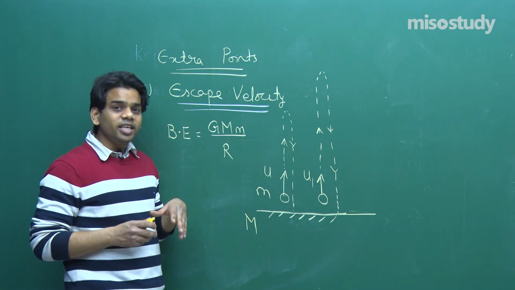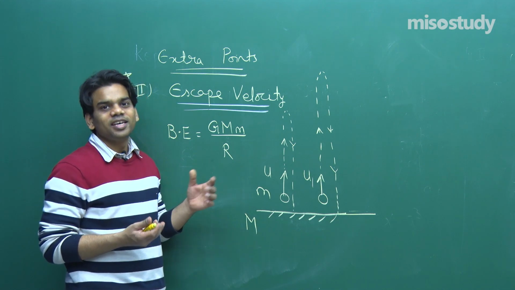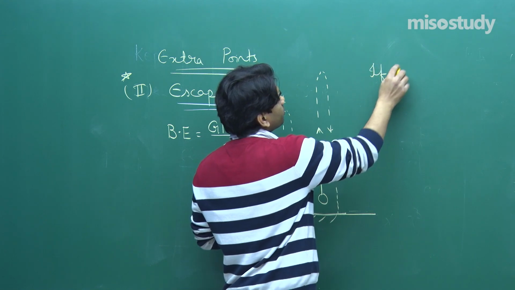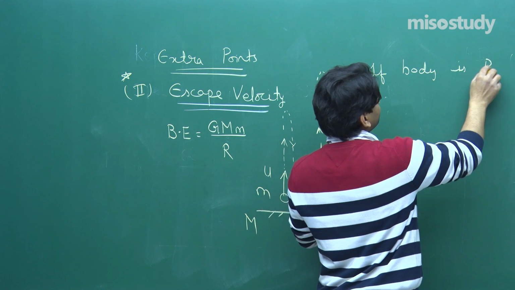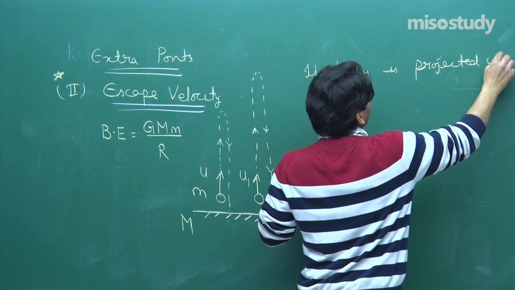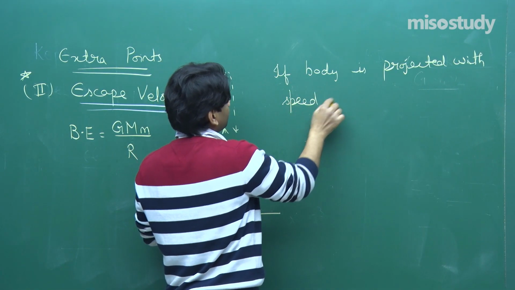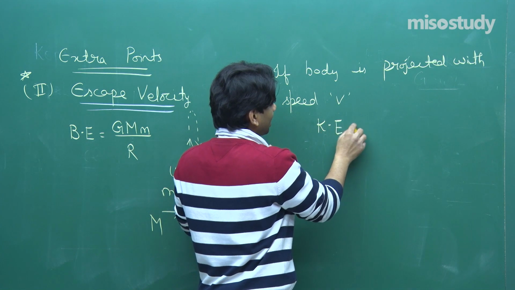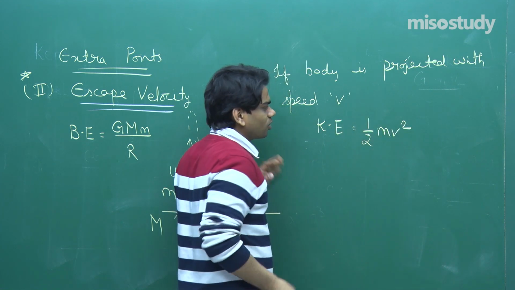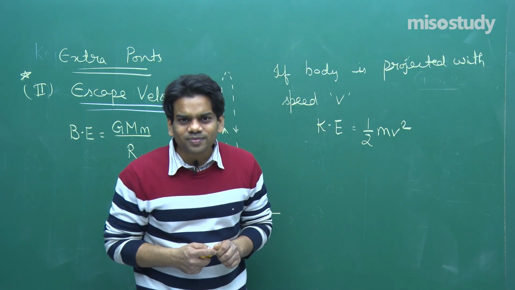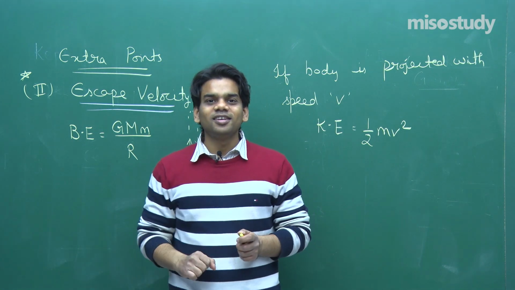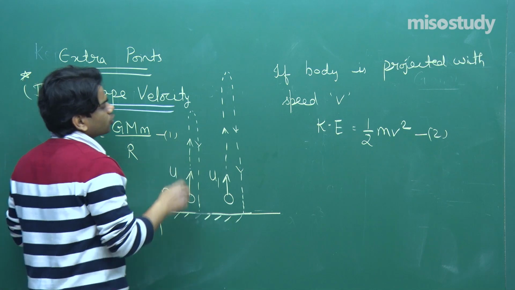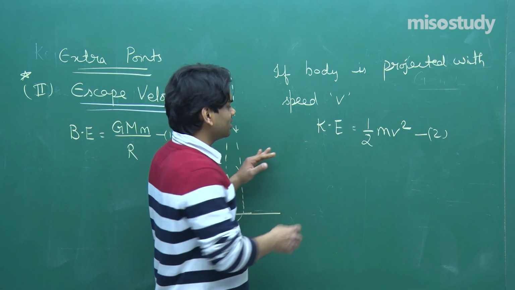Now, if by any means you provide this much amount of energy, the body is going to be relieved from the Earth's gravitational field. What I mean to say is, suppose I give it a speed v. If the body is projected with speed v, then the kinetic energy of the body will be half m v square. This is what we know. If the energy that you give the body becomes equal to the binding energy, the body is going to escape from the Earth's surface. So equating the two, let me call this equation 2 and this equation 1.